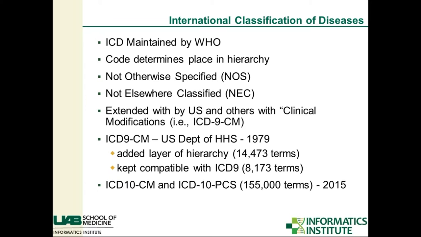So in 1979, the U.S. Department of Health and Human Services took ICD, which had about 8,000 terms, and added another layer of about 6,000 terms to the hierarchy, just another layer of specificity, because they thought, oh, this will give us enough detail for clinical care. And we've been using that for years and years and years. ICD-10 came out in 1982, but we didn't get around to ICD-10-CM until 2015, so last year.